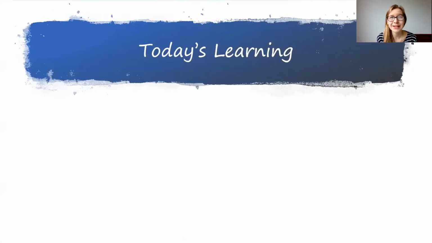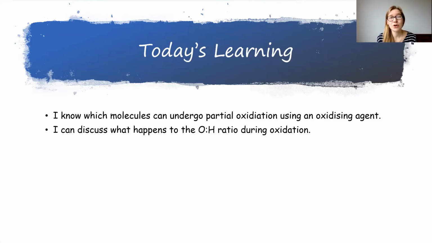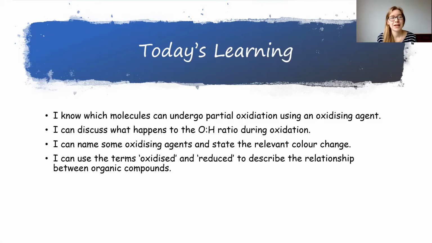Today's new learning, we're going to be working out which molecules can undergo partial oxidation using an oxidizing agent. So that's a new term for us, partial oxidation. I can discuss what happens to the oxygen-hydrogen ratio during oxidation. I can name some oxidizing agents and state relevant color changes. And I can use the terms oxidized and reduced to describe the relationship between organic compounds. So that means we would say, for example, this compound can be reduced to this compound, or this compound can be oxidized to this compound.